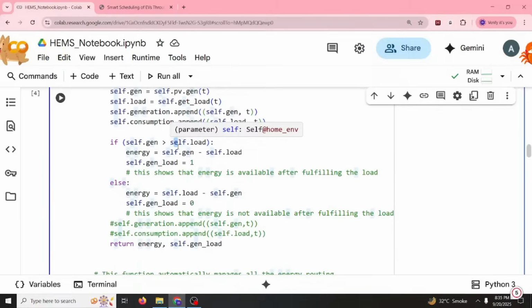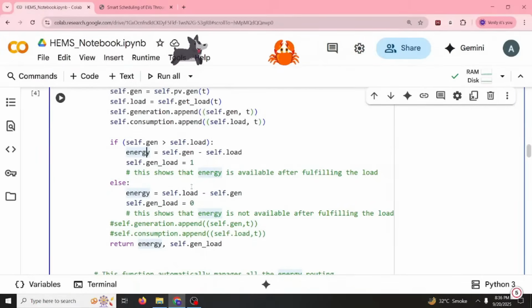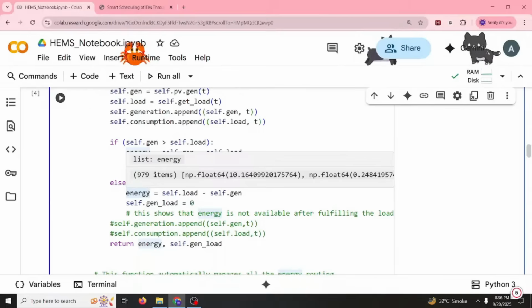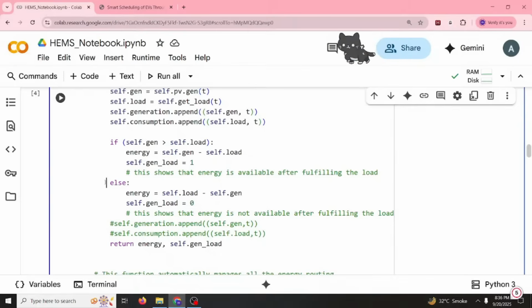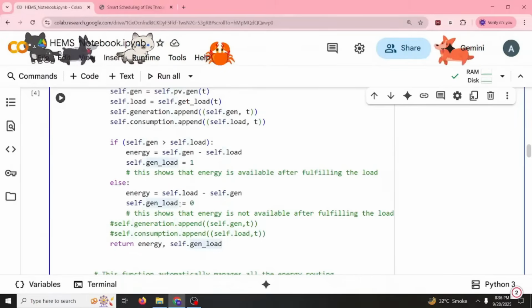Then we say that if the generation is greater than load, this is simple intuition, we just subtract the load from the generation and keep the energy positive. And if the load is greater than generation, then we subtract the generation from the load to keep the energy variable positive, so that whenever we give it to the system, it actually subtracts or adds as per the equations defined here. Otherwise the signs will be reversed and we have to do some very different logical mathematics that will complicate things.